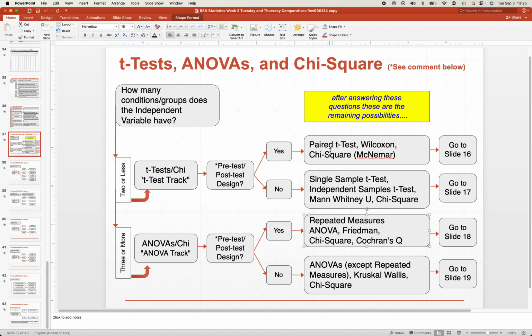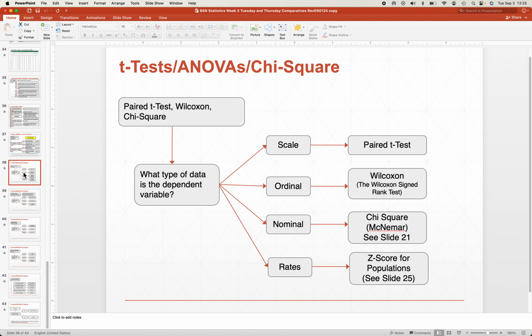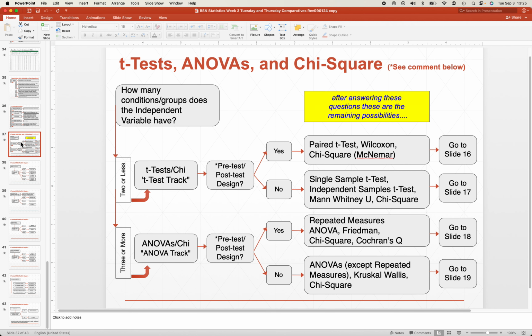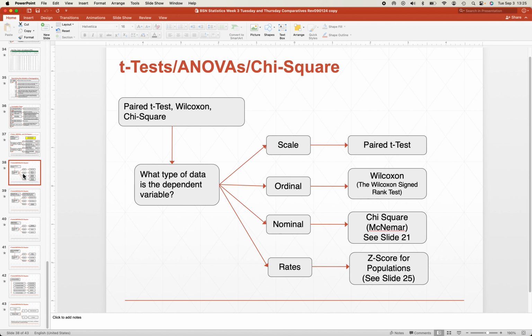So for each of these, when we come to this box, we're directed to slides 16, 17, 18, or 19. And that's how we're going to finish this off. So slide 16 looks like this. I think that's what this is. Yep, this is slide 16. They're not numbered here because I've left out some material that's in between these.